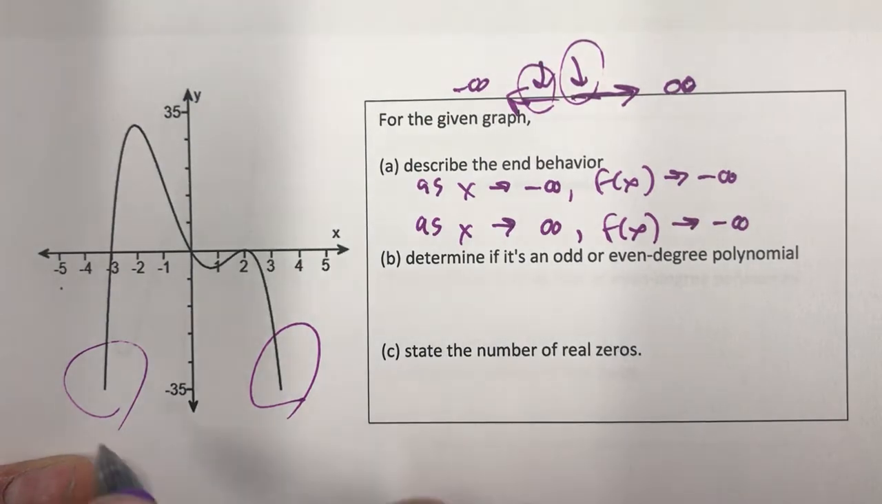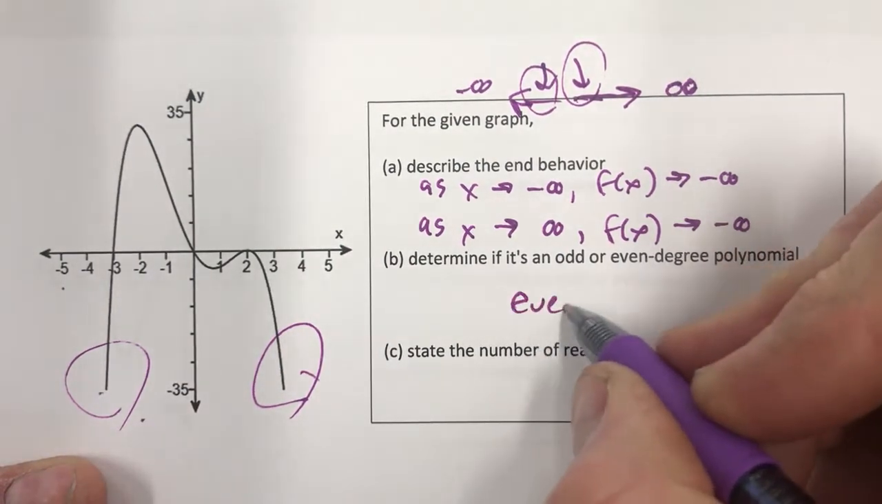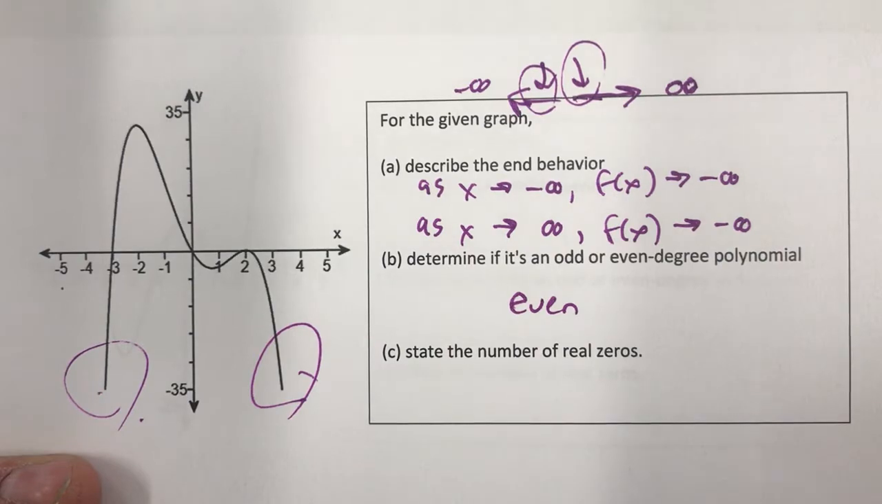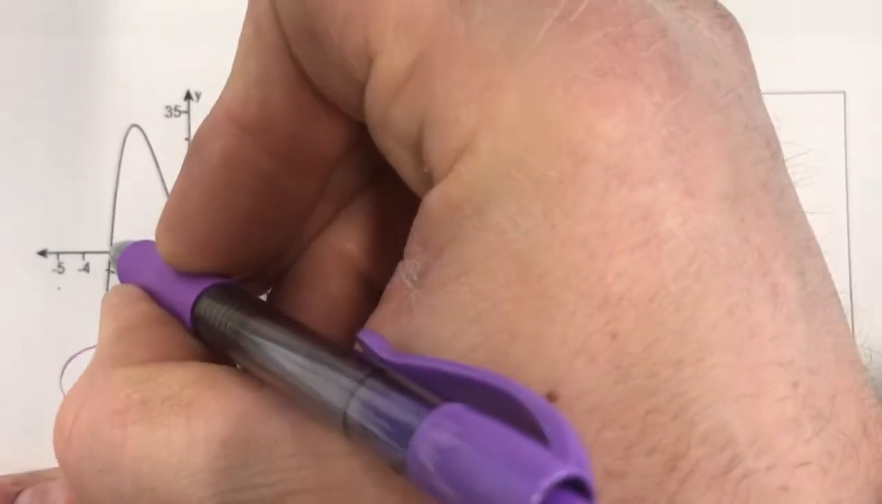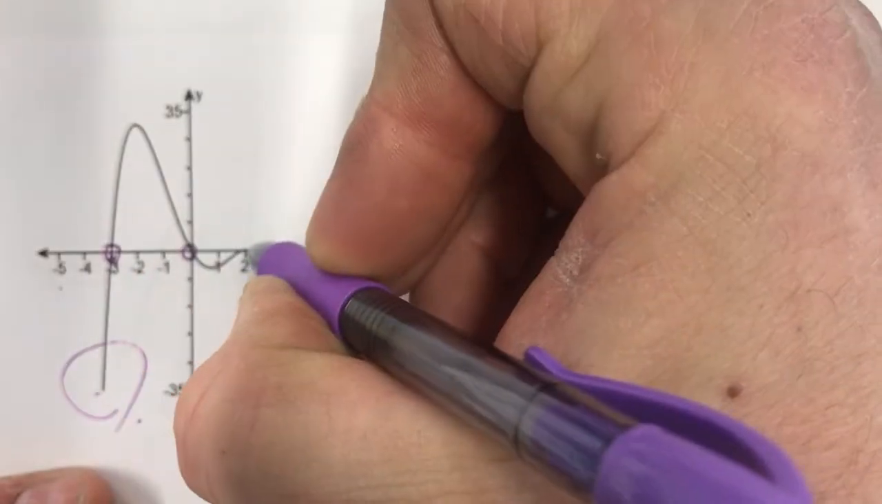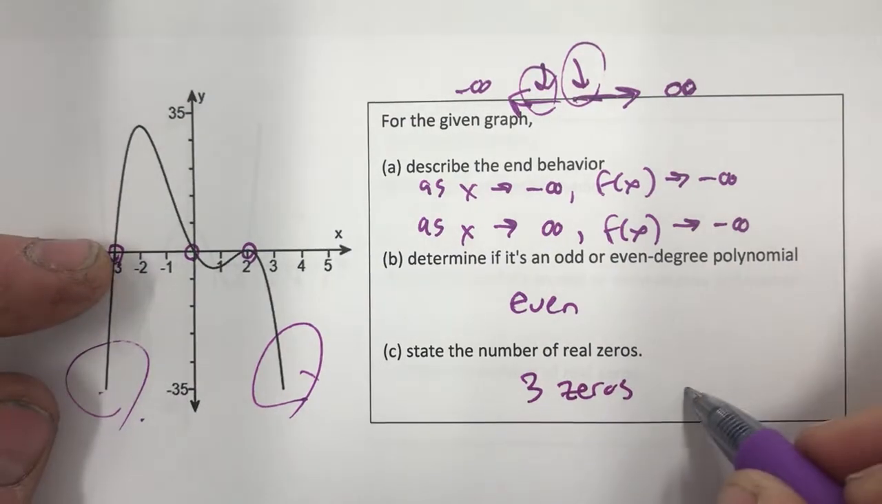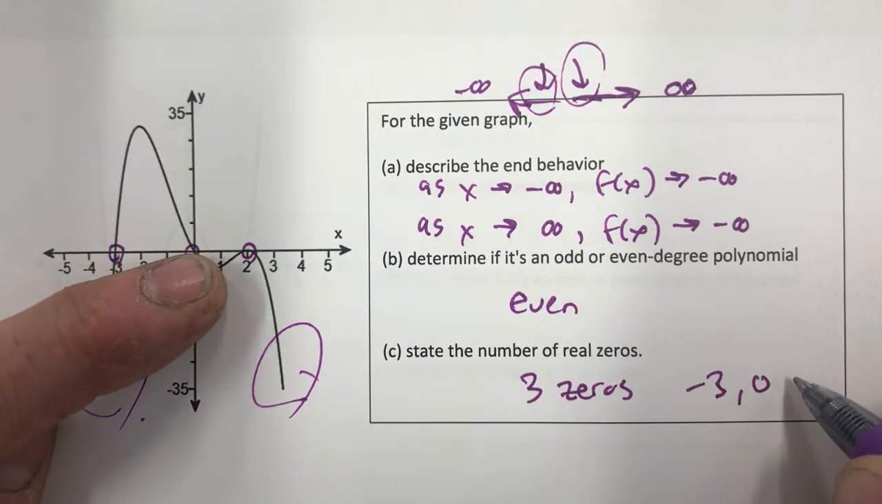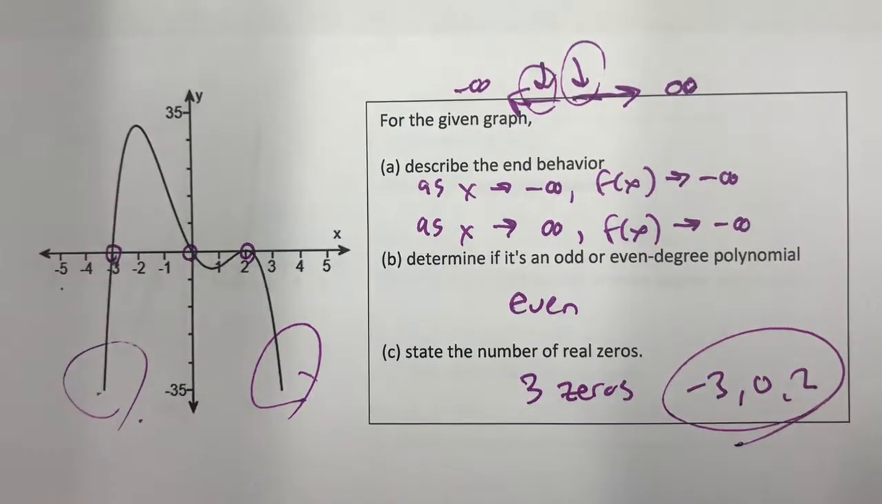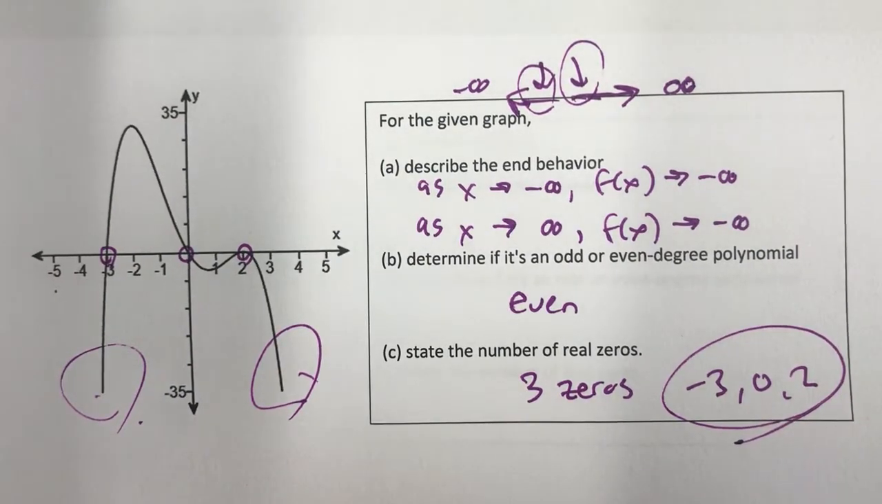All right, is this even or odd? Well, they're both going down, so it's even. If they both go down or both go up, it's even. But if they do opposites, that's odd. Real zeros, looks like we have a zero here, here, and here. So it looks like 3 zeros. This one looks like it's at -3, that's at 0, and this one's at 2. There's what my 3 zeros are.